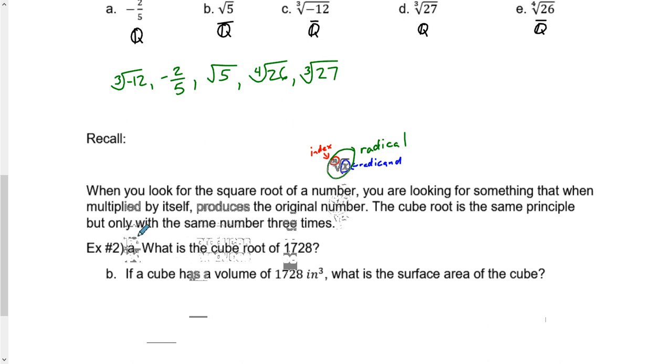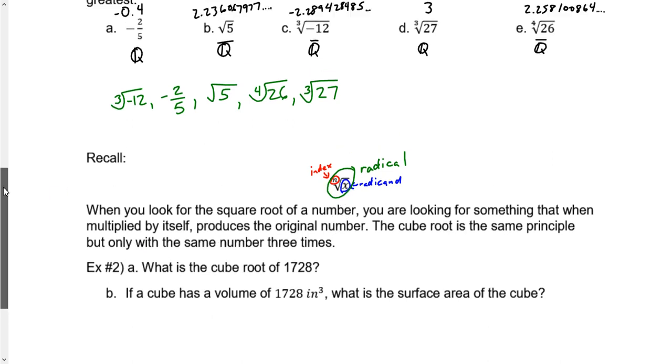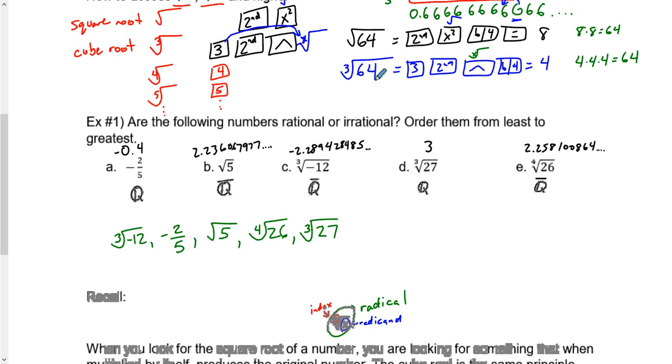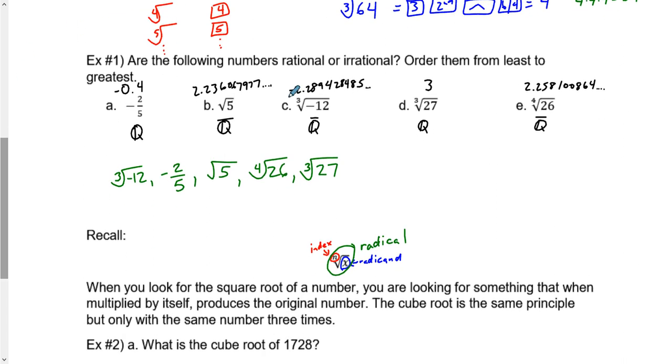Cube roots, same principle, but with the same number times itself 3 times. So the cube root of 64, well, that's 4 times 4 times 4 equals 64. You can't get positive 64 by 3 negative 4s. This is your only answer. Same time, if I look at this one, I could take negative 2.289428485, its full actual decimal value, multiply it by itself 3 times, or put it to the power 3, and I will get negative 12.